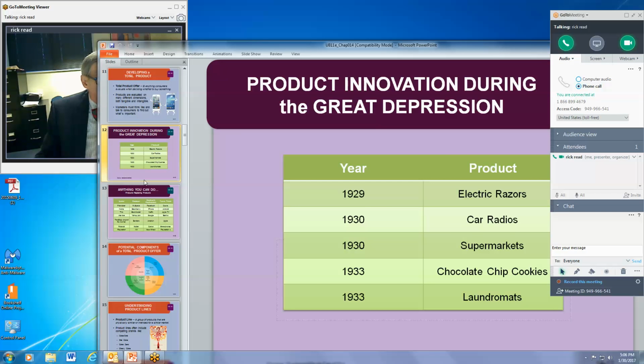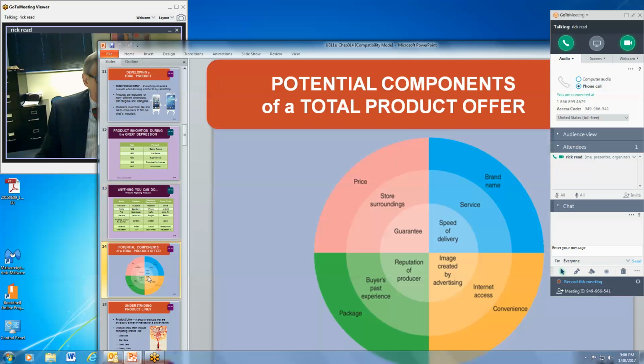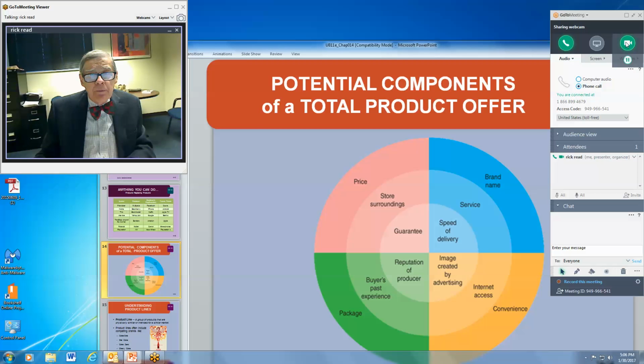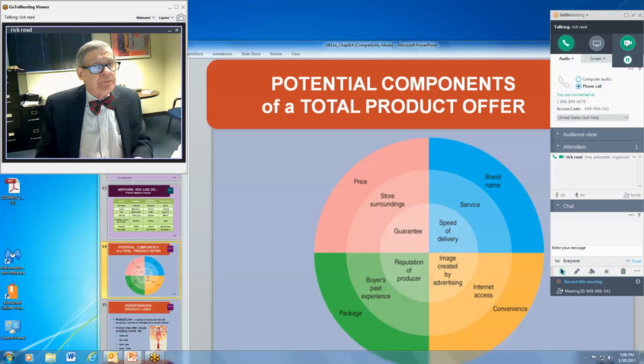This is just giving product innovations, and not something I really want to spend a lot of time on. Now, this particular slide is something we need to pay attention to. And this is found in your text on page 14.1, components of a total product offer.